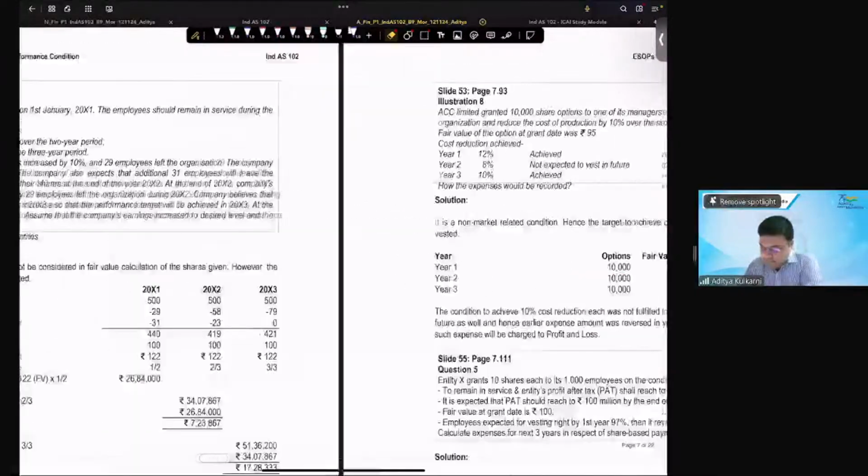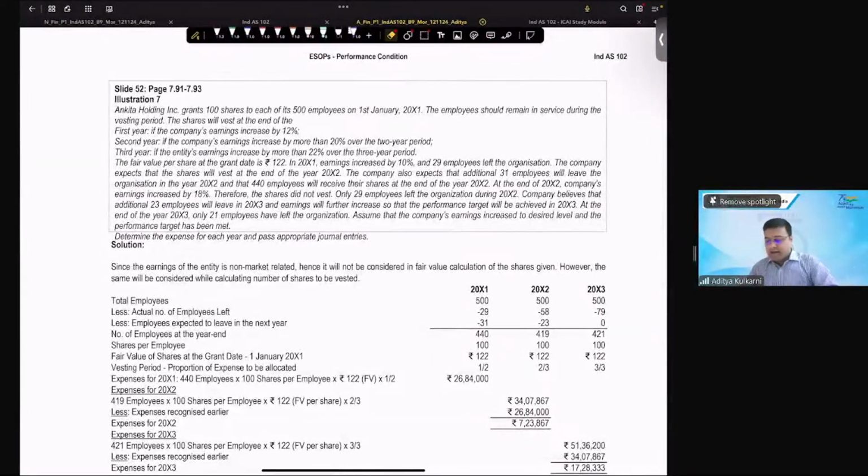Okay. Ankita Holdings grants 100 shares to each of its 500 employees on 1st January 20X1. Employees should remain in service during the vesting period. The shares will vest at the end of the first year if the company's earnings increase by 12%. If not, then it will vest by the end of the second year if the earnings increase by more than 20% over the 2-year period. Even in the 2-year period, if it doesn't vest, then it moves on to the third year if the earnings increase by more than 22% over the 3-year period.